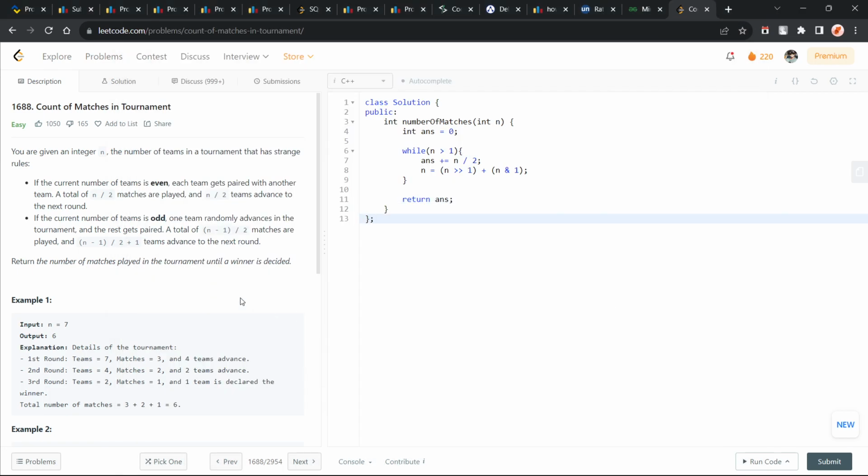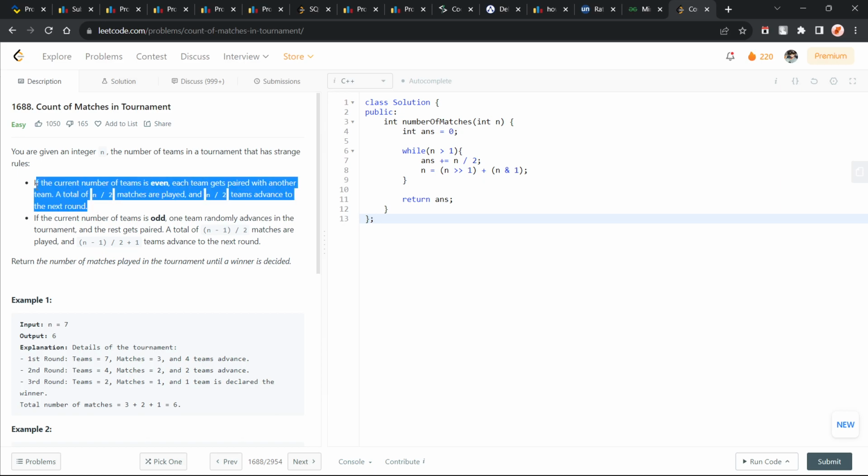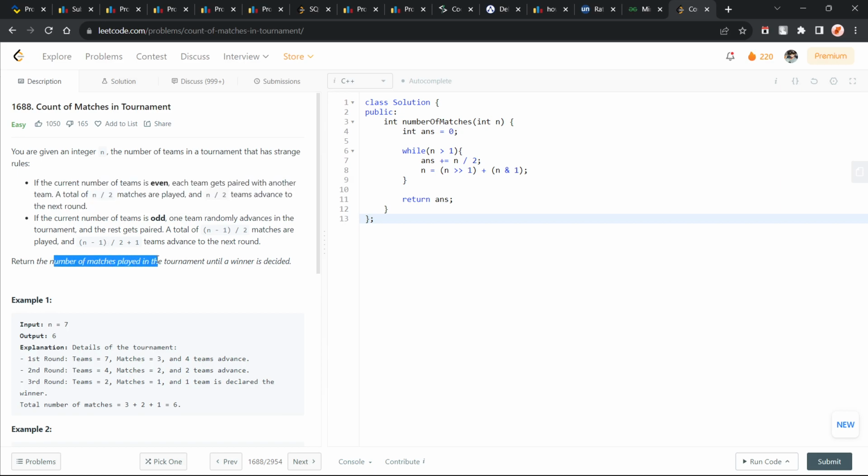So in this video, we are going to discuss the Leetcode problem of the day, and today's problem is Count of Matches in Tournament, and it is an easy level problem. The problem is very straightforward, and you just have to follow what the problem says here, and at the end we have to figure out the number of matches played.